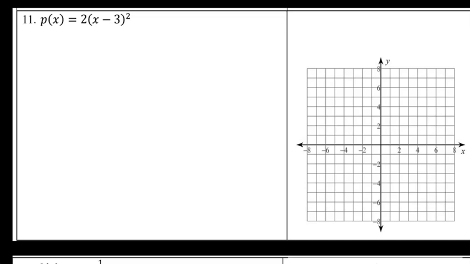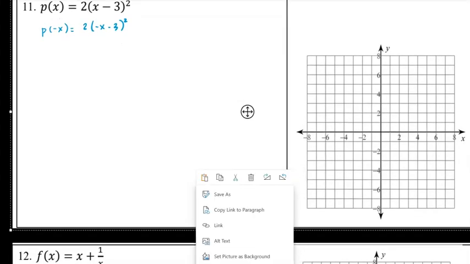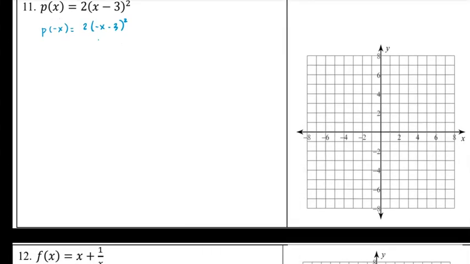Okay, next we have p of -x equals 2 times (-x minus 3) squared. Okay, let's go ahead and, well, I could actually take out a -1, and that becomes x plus 3. I could square it, and I can square these individually. And then multiply that by 2. So that becomes 2 times (x plus 3) squared.